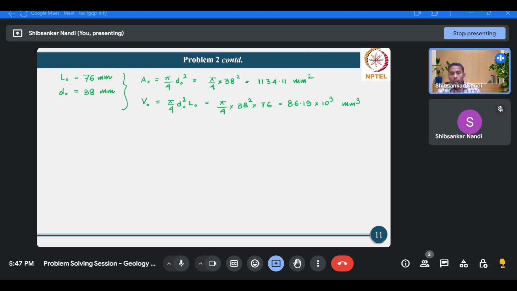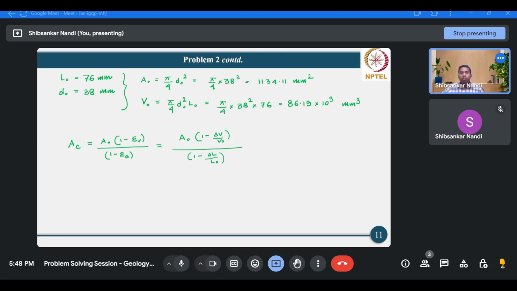Now, as the test progresses, the area will be different. So the area will also undergo some modification. And the corrected area you can calculate from this expression: A0 into (1 minus epsilon v) divided by (1 minus epsilon a). Epsilon v is nothing but delta V by V0, and epsilon a is delta L by L0. How did we get this?